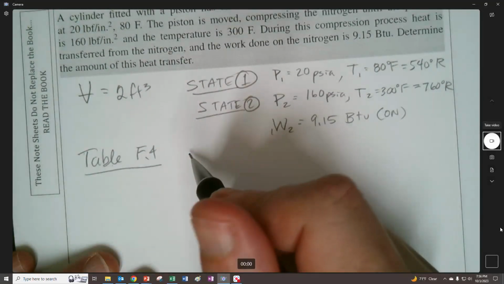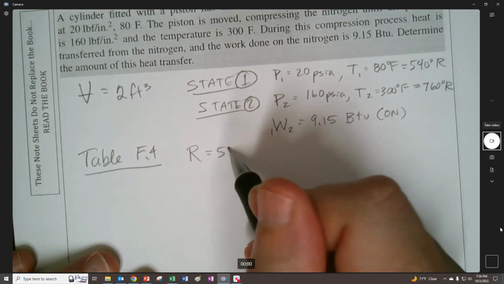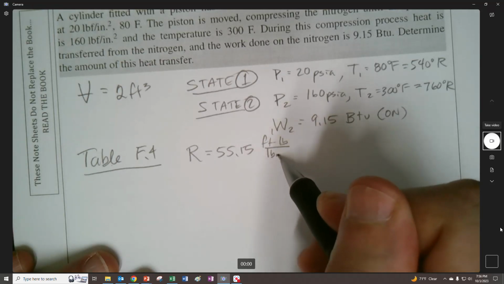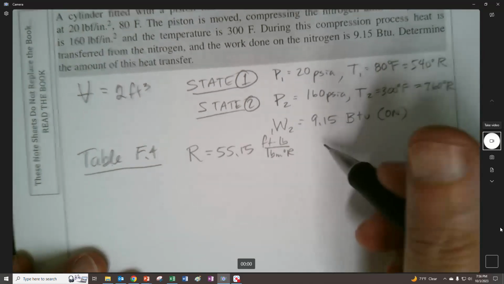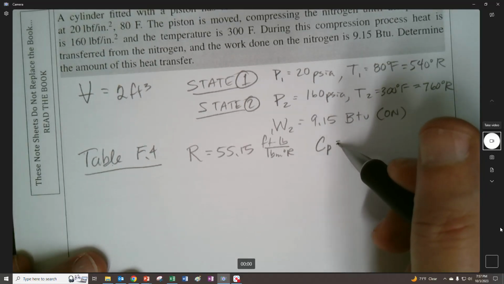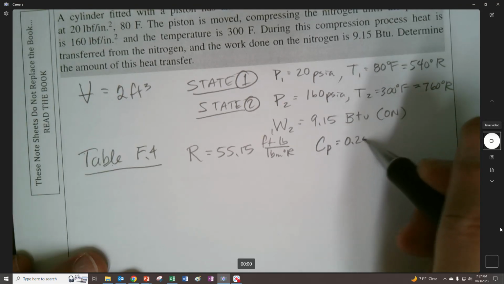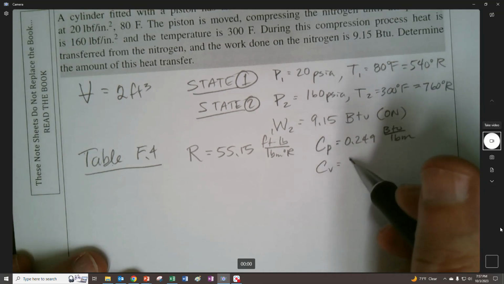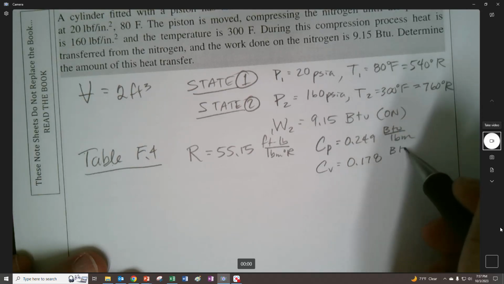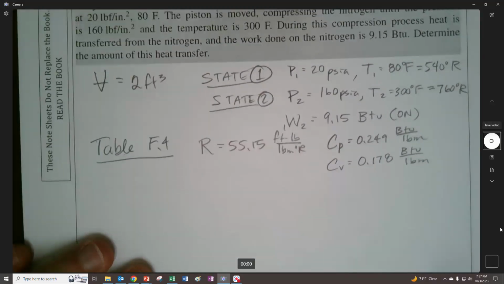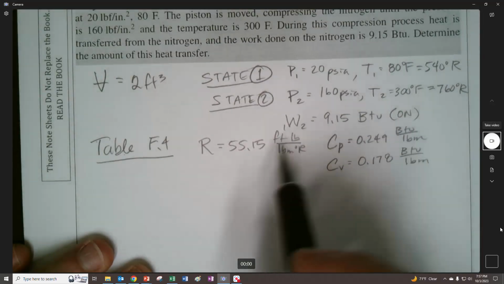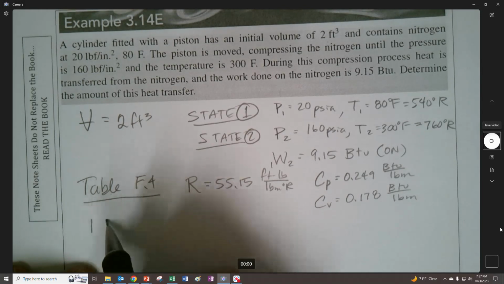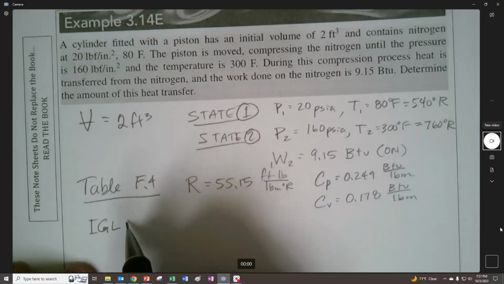It's weird. But anyway, we're going to take this R, and we have 55.15 foot-pounds per pound mass, degree Rankine. We'd also find that CP, which we don't need in this problem if we had peeked at the previous problem, is 0.249 BTUs per pound mass. CV is 0.178 BTUs per pound mass. And we want to get the mass, right? So we know the cubic feet of this. Let's find the mass using the ideal gas law.